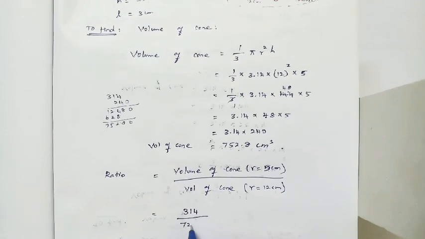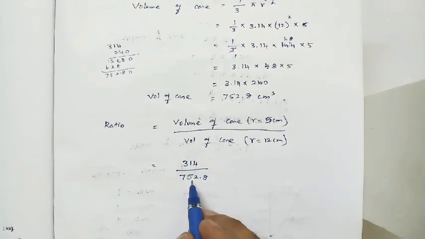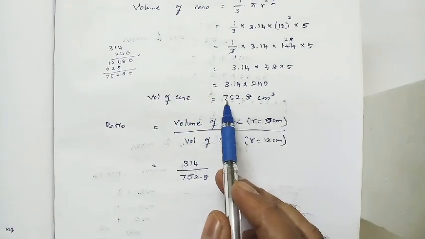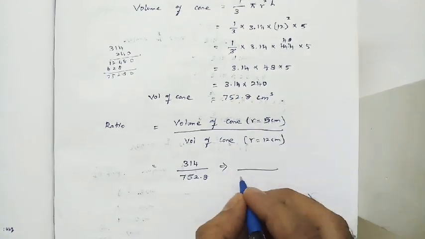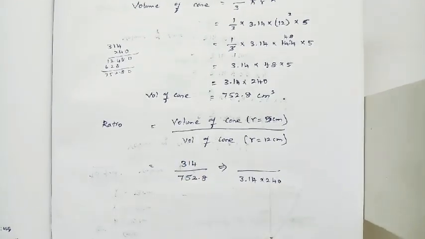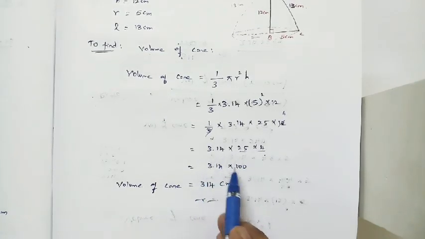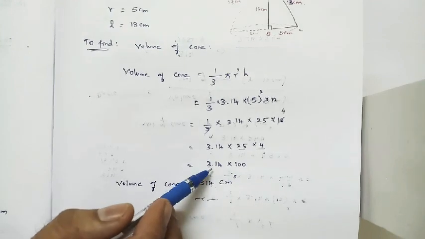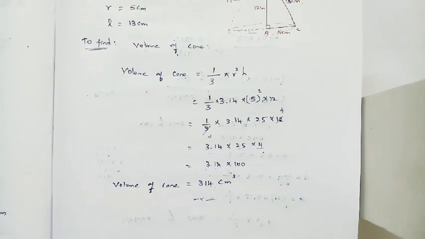That is 752.8. So using this value, it's somewhat difficult, right? See, before finding the value of 752.8, what we have written is 3.14 into 240. In sum number 7, what we have written is 3.14 into 100, the last before step. 3.14 will get cancelled, so directly we can easily simplify. That's why I'm taking this last before step, because it is easy to simplify.